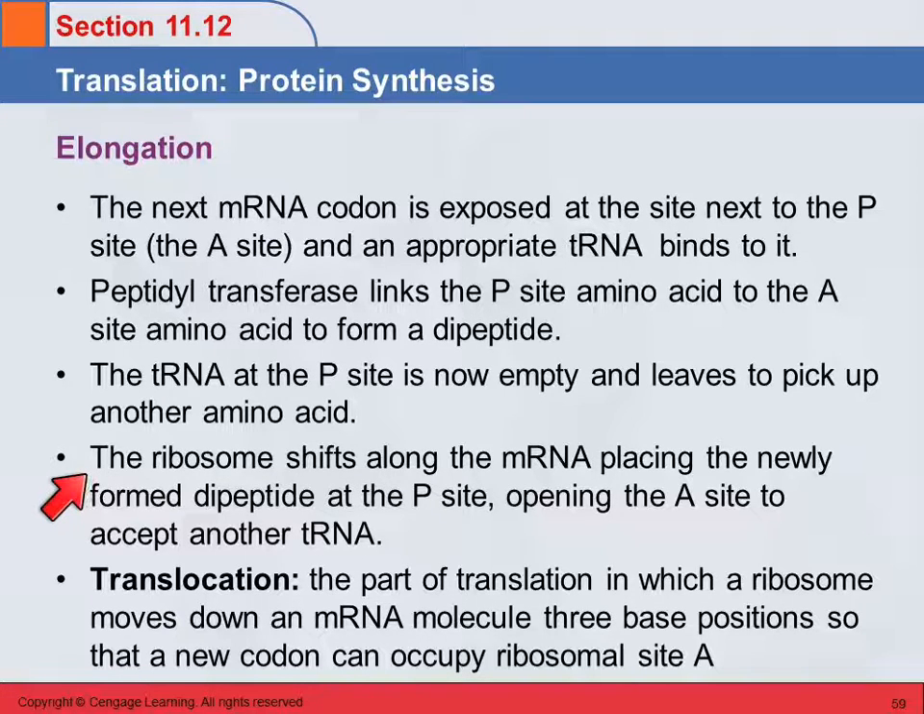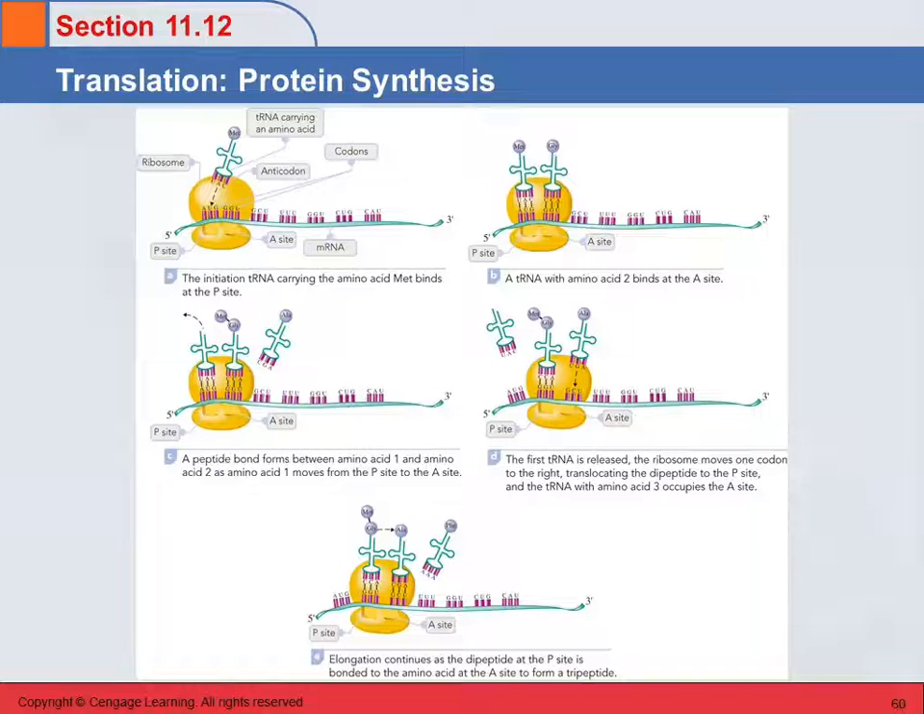So now the ribosome shifts along the messenger RNA. The one that was at the A site now moves over to the P site, and the A site is open for another tRNA to come in. And this just occurs over and over and over again. Translocation is when the ribosome moves down. So location, and trans meaning across, like transcontinental. So the ribosome is moving down the messenger RNA. It goes down 3 base positions at a time so that we can get a new codon on the A site.